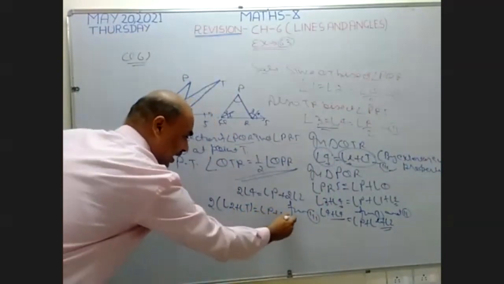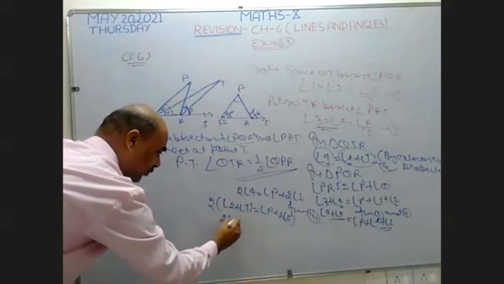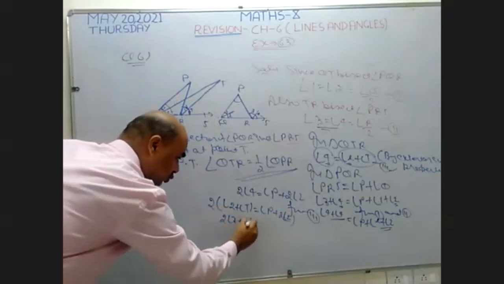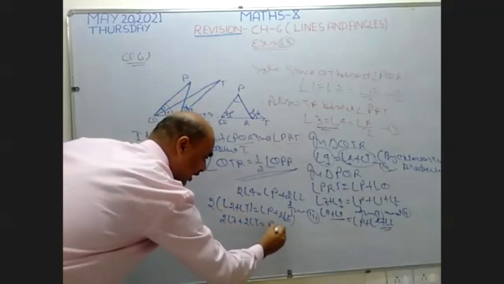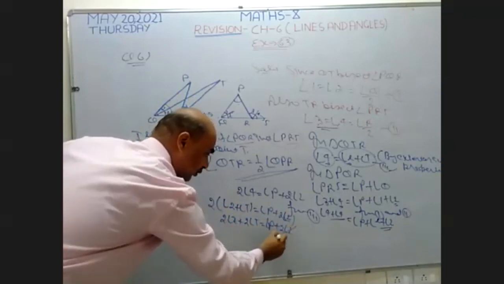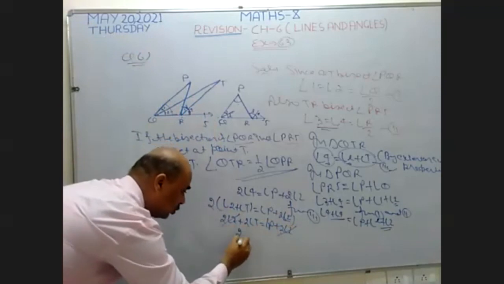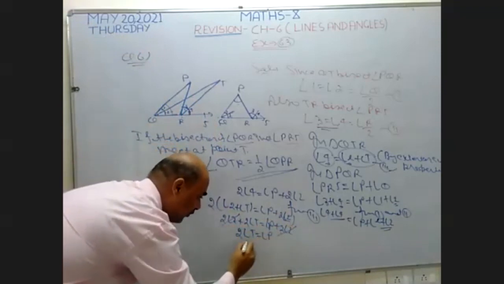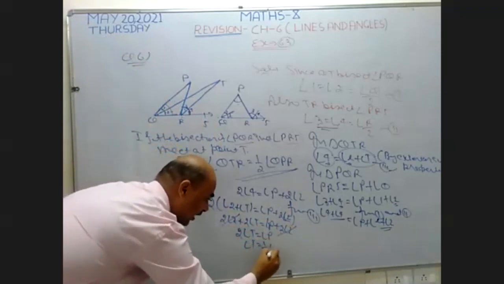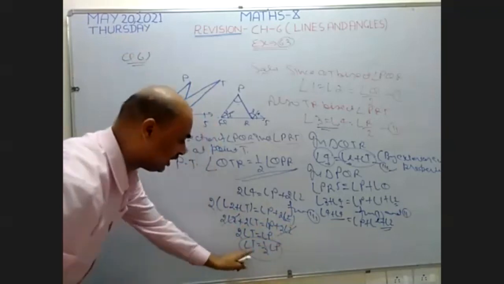Now I want to open the bracket. When I open the bracket, this becomes 2 times angle 2, and this becomes 2 times angle T, and this becomes angle P plus 2 times angle 2. Now these two are going to cancel. What is left? 2 times angle T equal to angle P. So the value of T becomes half of angle P. Now see, angle T equals half of P.